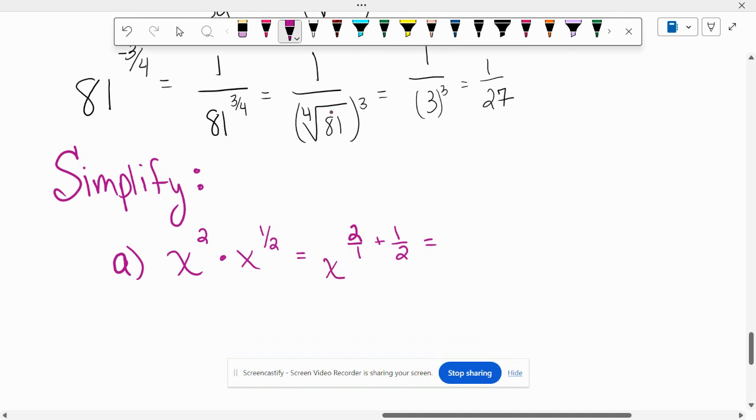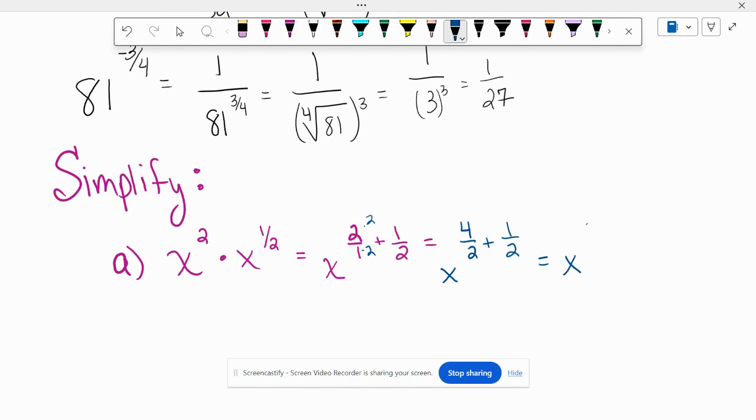I have to have a common what? Denominator. So this 2 over 1 has to be multiplied by 2 over 2. So I really have 4 over 2 plus 1 over 2, and that's what x is being raised to: x to the power of 4 over 2 plus 1 over 2. But what is 4 over 2 plus 1 over 2? So x to the 5/2. And what does that look like? Well, that looks like the square root of x to the 5th power.